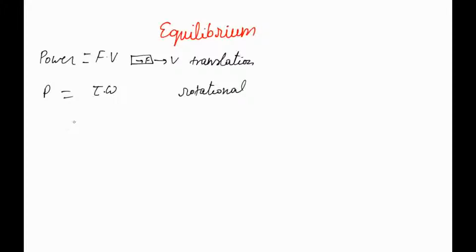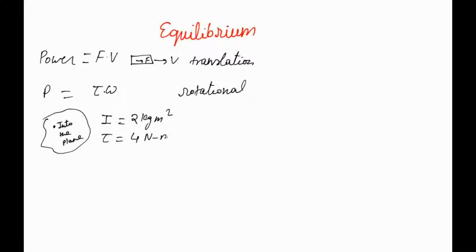So let's take a quick example. If some object looks like this, and about this axis, let's say this is some axis Z which is going into the plane or out of the plane, I is given to be 2 kilogram meter square, and the torque being applied is 4 Newton meter. So what is going to be the power?